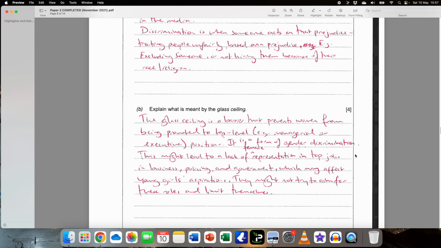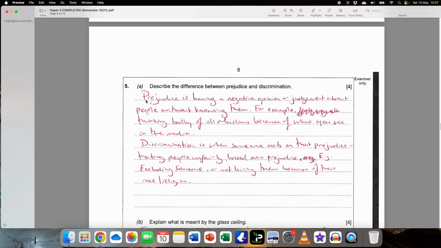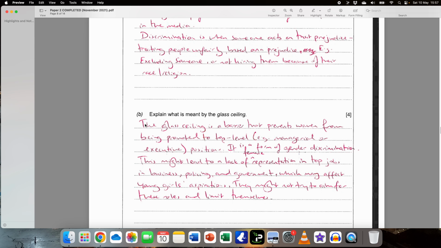Glass ceiling we have done to death. I hope you know it by now. The glass ceiling is a barrier that prevents women from being promoted to the top jobs, for example, management or executive positions. You have to say something extra about it. A second thing, I've said it is a form of gender discrimination, because we're talking about discrimination. So the glass ceiling is a barrier that prevents women from being promoted to the top jobs, for example, management, and is a form of gender discrimination.